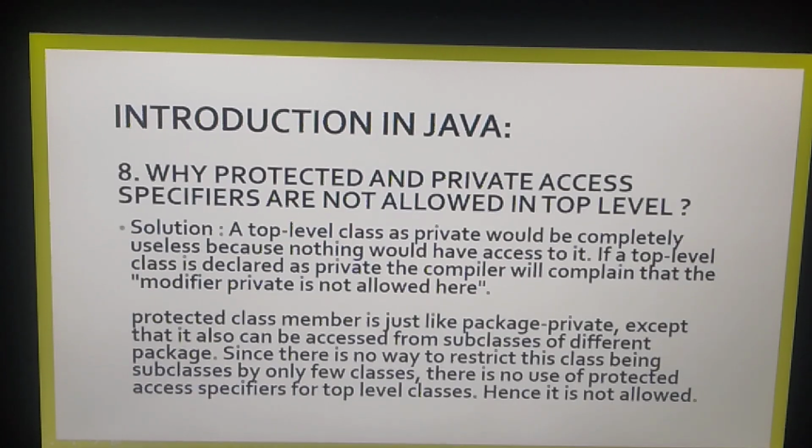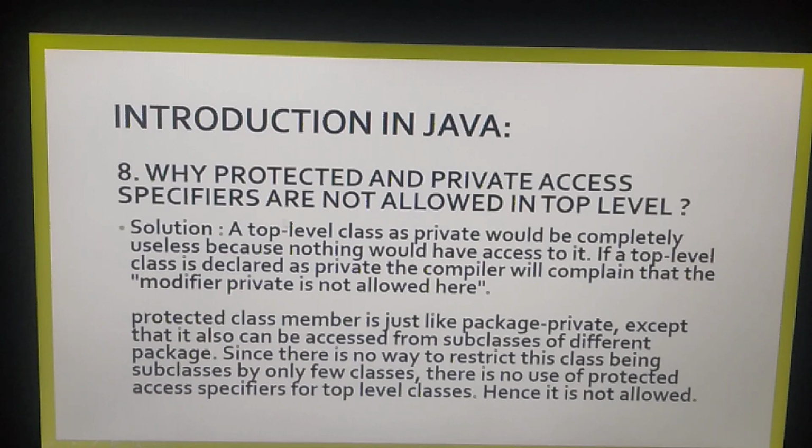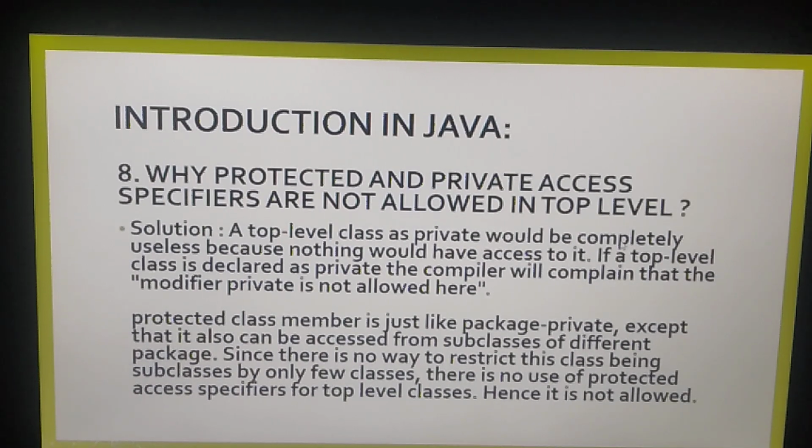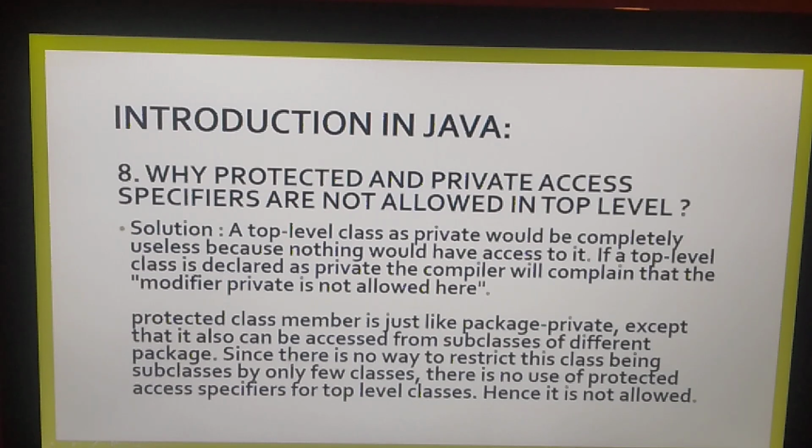8th number question is, why protected and private access specifiers are not allowed in top level? Solution: a top level class as private could be completely useless because nothing would have access to it. If a top level class is declared as private, the compiler will complain that the modifier private is not allowed here.